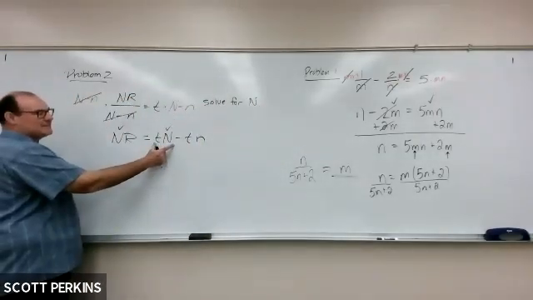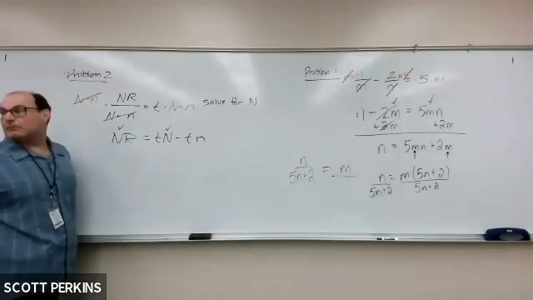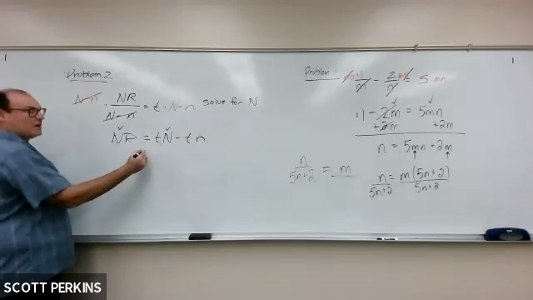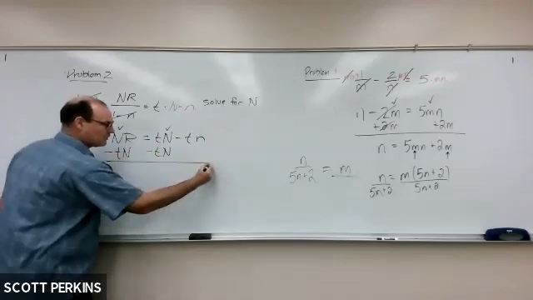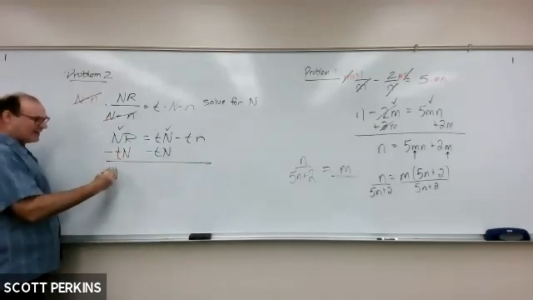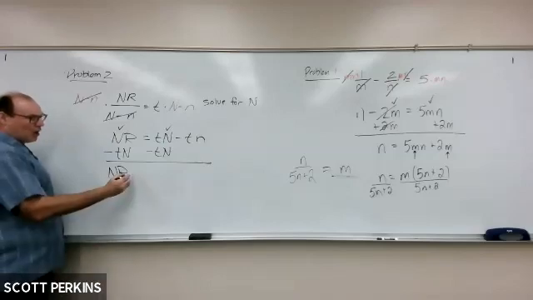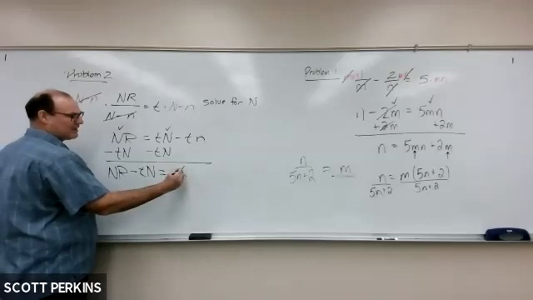So how am I going to get this t times capital N over to this side right here? Subtract. It's positive right now, so I will subtract it. We always do the reverse. Again, these are not like terms. These are completely different things. So I've got capital N times capital R minus t times capital N is equal to negative t little n.